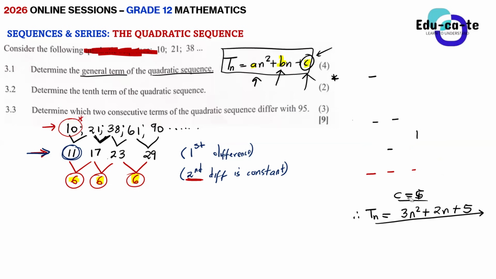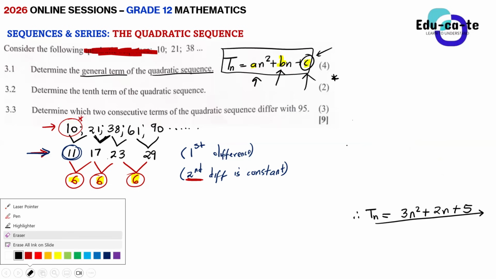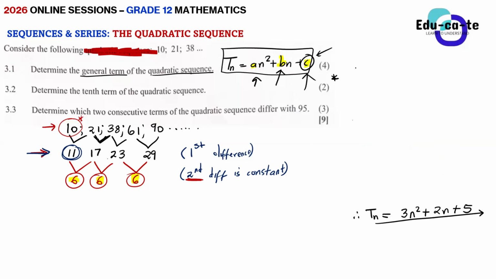So this is our general formula 3.1. It is Tn is equal to 3n² + 2n + 5. All right, 4 marks for doing all of that. You show all the steps, guys, the ones that we just did.